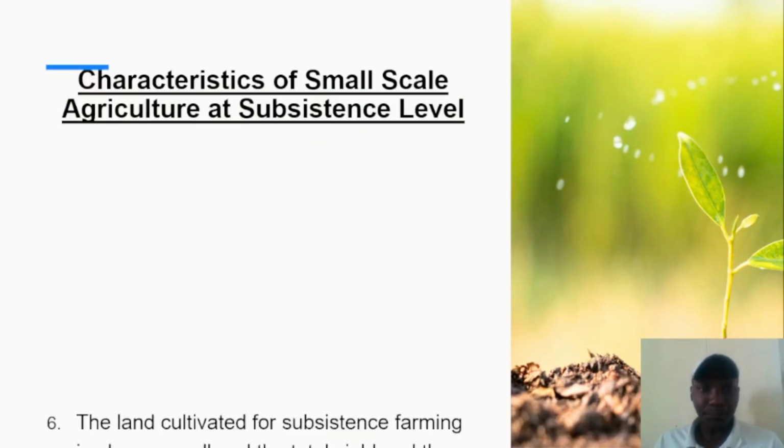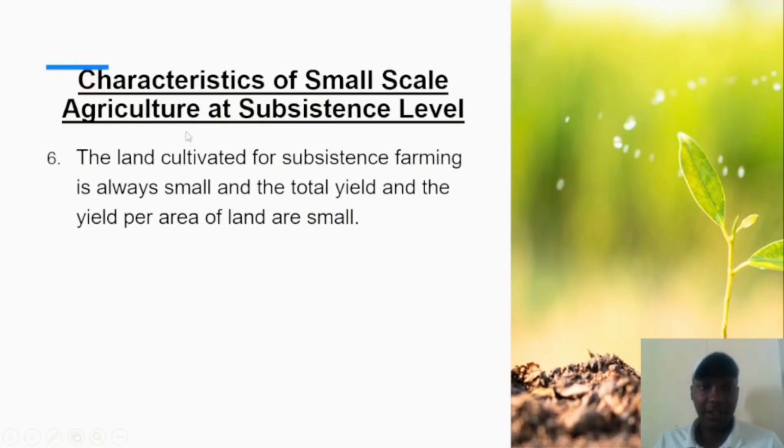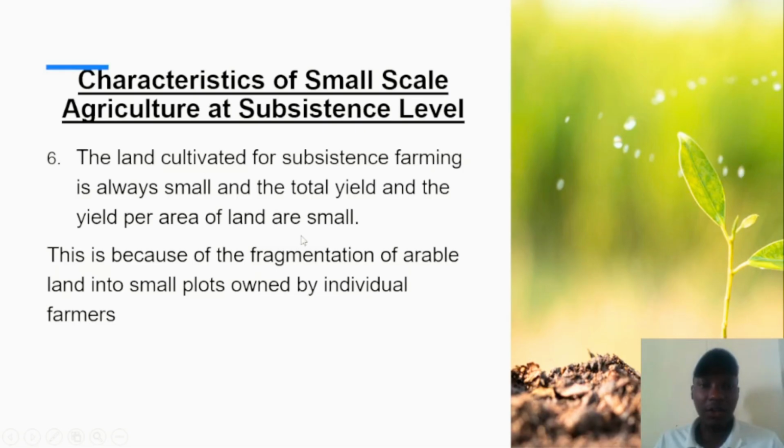The other characteristic, the land cultivated for subsistence farming is always small, and the total yield and the yield per area of the land are always small. So that's the other characteristic of small scale agriculture. This is just because of the fragmentation of the arable land into small plots owned by individual farmers.